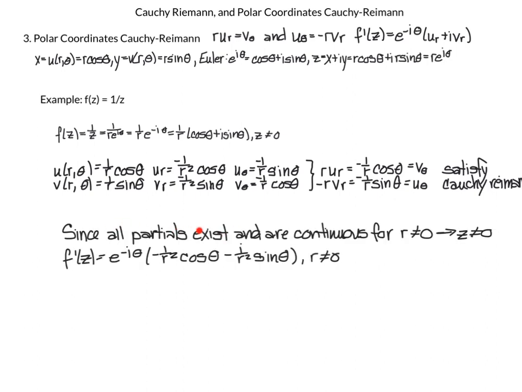So since all our partials exist and are continuous when r does not equal 0, or z is not equal to 0, then f prime of z is equal to, using my formula over here, e to the minus i theta times u_r, which is minus 1 over r squared cosine theta, plus i v_r. So v_r is here, it's negative, so I'm going to go ahead and say minus i over r squared sine theta. And again, r does not equal 0. In other words, this formula is valid as long as z does not equal 0.